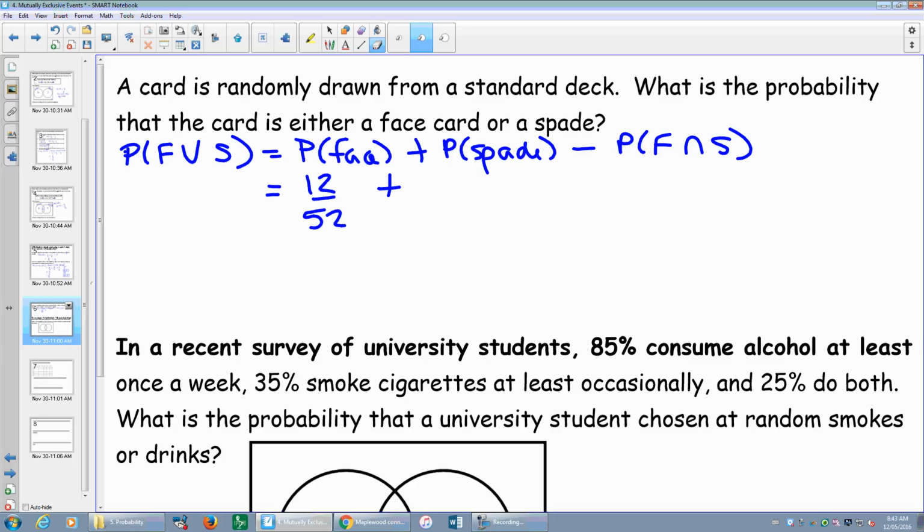Ben, what is the probability of me drawing a spade? Very good. Minus the probability of drawing a face card and a spade. David, how many face cards are there that are spades? 3 over 52. So when I add all of that up, Noah, what do I get? Good. Which reduces to 11 over 26.